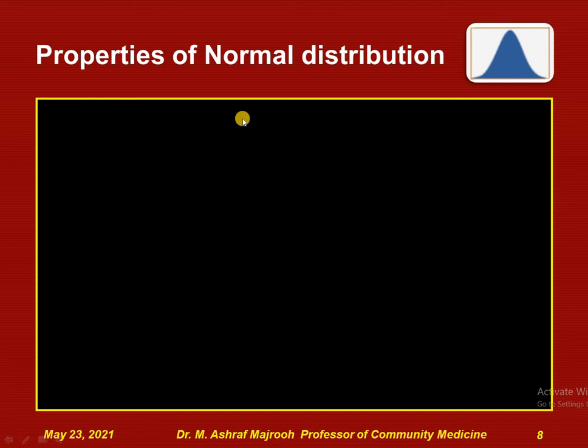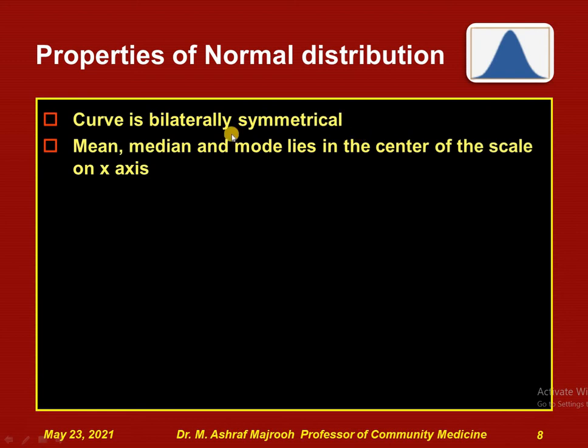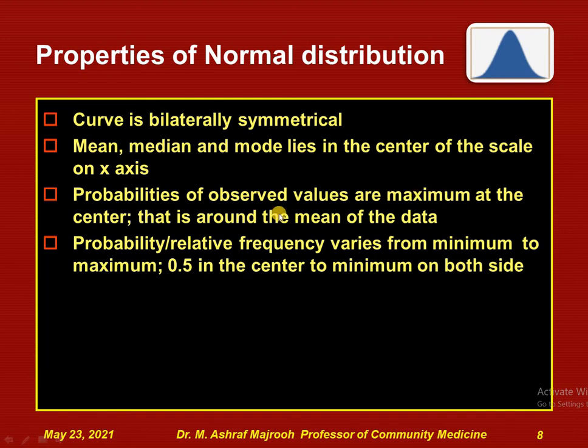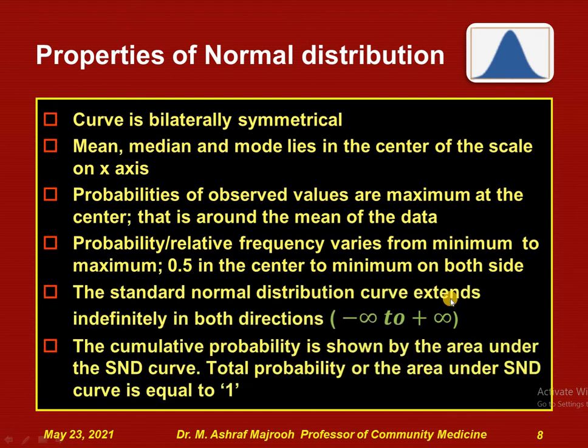So here we learn certain properties of normal distribution. The curve is bilaterally symmetrical. Mean, median, and mode lie in the center of the scale on the x-axis. Probability of observed values is maximum at the center, that is around the mean of the data. Probability and relative frequency vary from minimum to maximum. 0.5 is the center to the minimum on both sides. The standard normal distribution curve extends indefinitely in both directions, minus infinity to plus infinity. The cumulative probability is shown by the area under the standard normal distribution curve. Total probability or the area under the standard normal distribution curve is equal to 1.